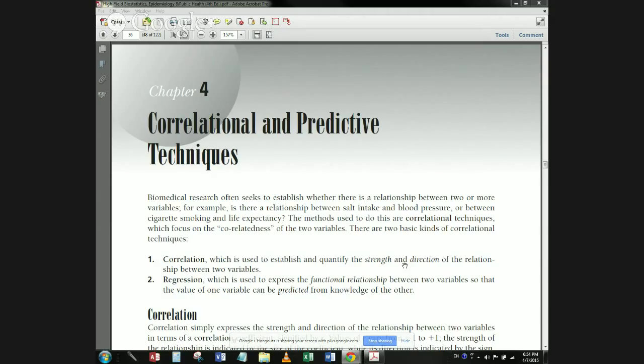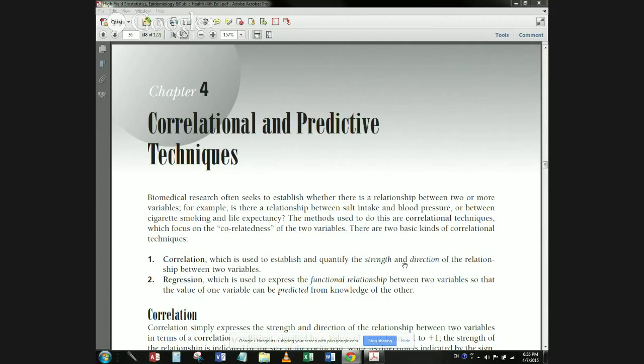There are two basic kinds of correlational techniques. One, correlation, which is used to establish and quantify the strength and direction of the relationship between two variables. Two, regression, which is used to express the functional relationship between two variables so that the value of one variable can be predicted from knowledge of the other.